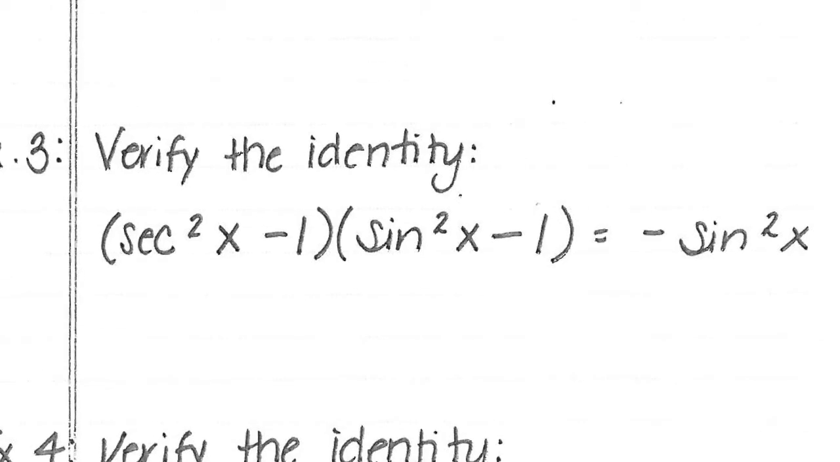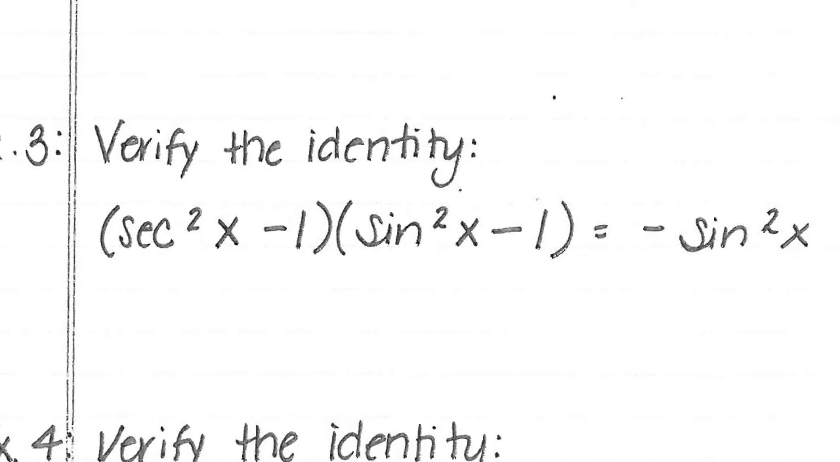Right, continuing through with some of these verifying identities of trig functions. Again, you need to know your Pythagorean trig functions. You have to be aware of your reciprocal identities, your Pythagorean identities. So knowing that you know your stuff, let's see if you know what secant squared x minus 1 is.